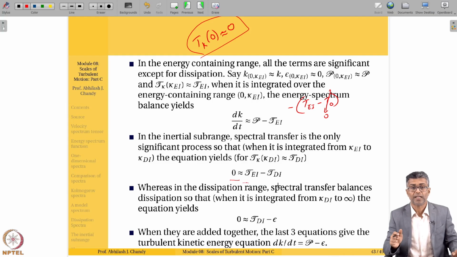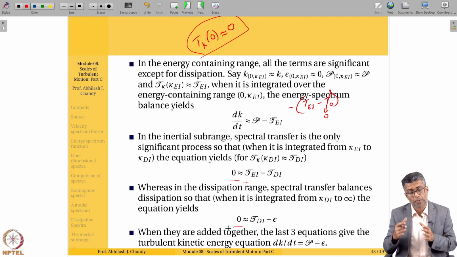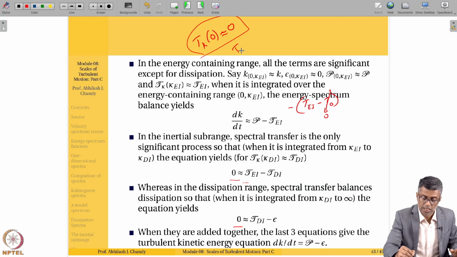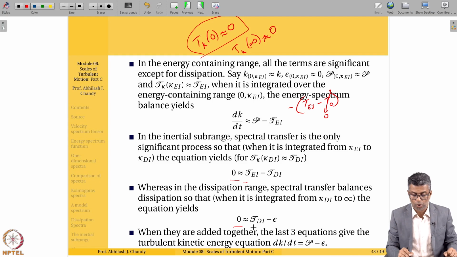Okay? Then finally, the dissipation range. Here, only dissipation is significant. Of course, spectral transfer is also significant. So what I mean is, turbulent kinetic energy is negligible. Production is negligible as well. So the production term goes to 0, and as far as the spectral energy transfer rate is concerned, since T of kappa infinity is 0, all you have is TDI minus epsilon.